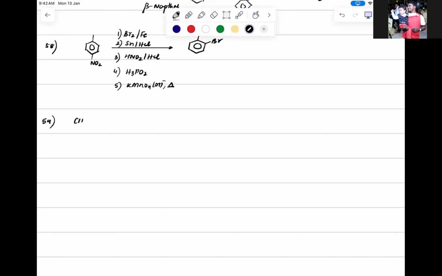59. CH3CH2I is given. Reaction with first NaCN followed by OH minus, partial. Next NaOBr. Next, KOH with CHCl3, and followed by LAH, lithium aluminum hydride. Okay, this was also an in-text question. The last part I've just extended.